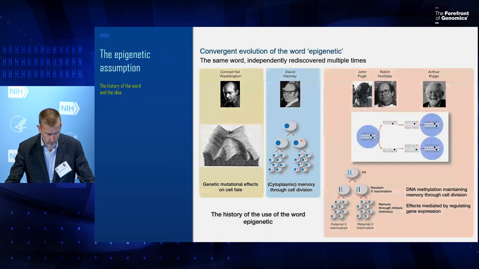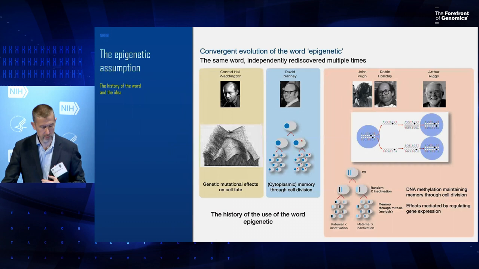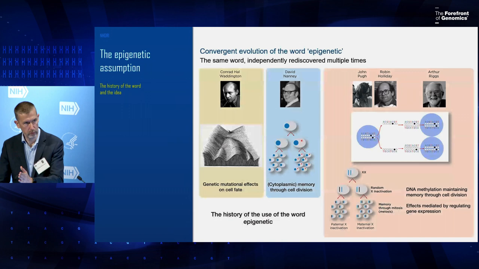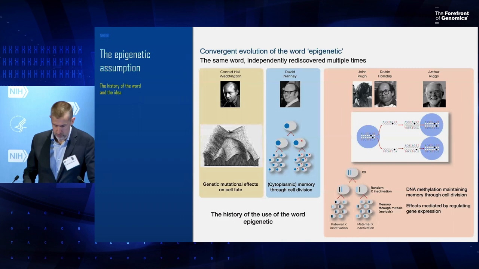So the word epigenetic was independently come up with by these three individuals. Our evolutionary biology colleagues would say that this is like convergent evolution. There is no thread that carries through to these three individuals and their use of the word. And Art Riggs, who passed away about a year ago, wonderful scientist, was coming up with exactly the same ideas about DNA methylation and X chromosome inactivation, but to my eternal admiration, never used the word epigenetic.